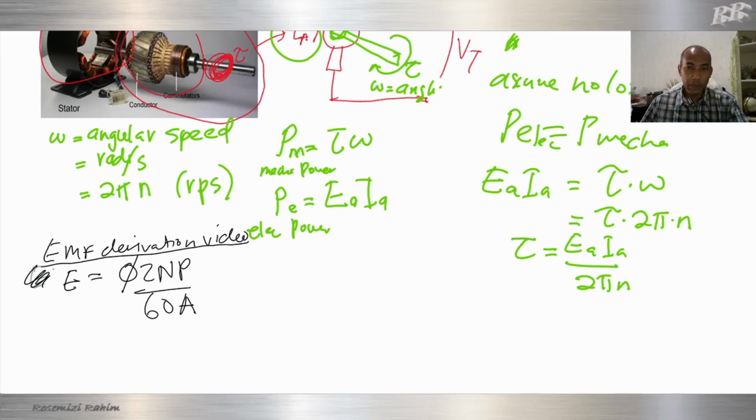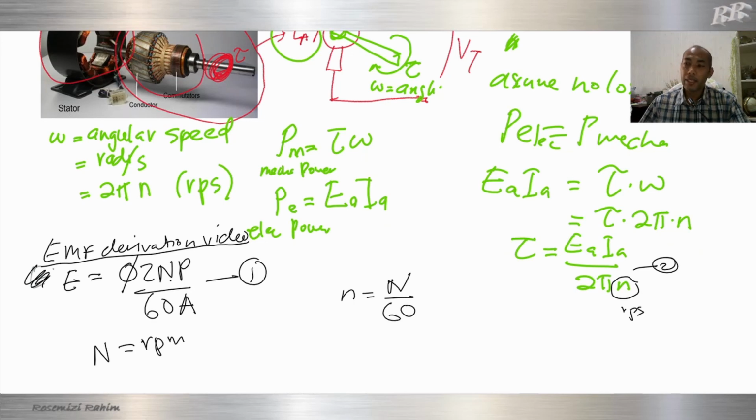Now we have two equations. N here is in RPM, while in the torque equation it is in RPS. To equate them, N in RPS will be equal to N in RPM divided by 60. Previously it was in RPM, revolutions per minute, so we just divide by 60 to get revolutions per second.